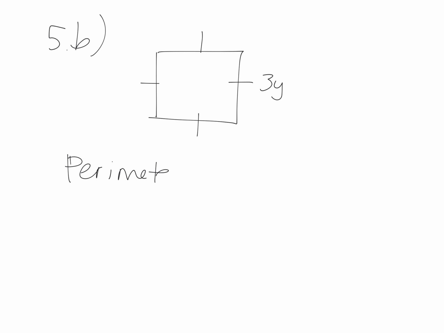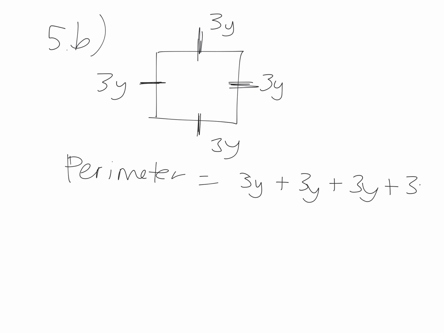Perimeter. If it's a square, this is 3y. What's this? What's this side? And what's this side? 3y. How do you find the perimeter? You're adding up all the sides. So I'm adding 3y plus 3y plus 3y plus 3y because there's 4 sides, right? I'm adding 3y 4 times. Equals? What's 3y plus 3y? 6y plus another 3y. 9y plus another 3y. 12y. That's the answer. That's it.